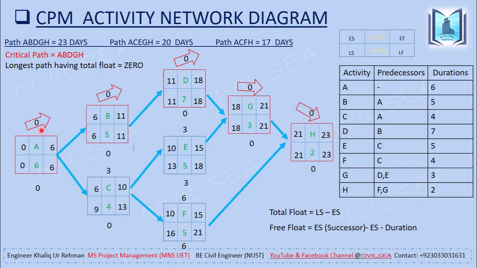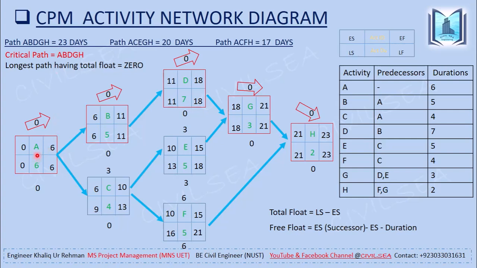Now we are going to find the total float and the free float of all the activities and the critical path. You can see that this is the late start and this is the early start. Late start minus early start is equal to the total float. The activities on this path, A, B, D, G, H, have a total float equal to 0, and the durations of the activities are added, and that becomes 23.